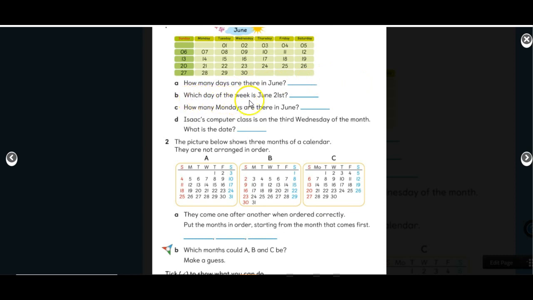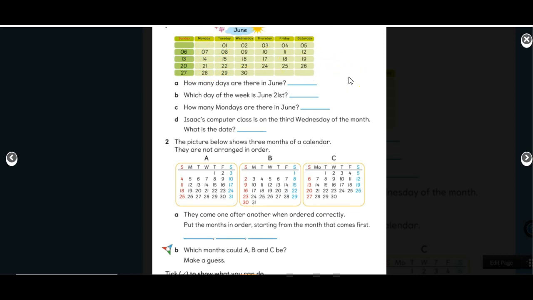The next question, which day of the week is June 21st? So let's look for the 21st. 1st, 2nd, 3rd, 4th, 5th, 6th, 7th, 8th, 9th, 10th, 11th, 12th, 13th, 14th, 15th, 16th, 17th, 18th, 19th, 20th, 21st. And what day of the week is the 21st under? Very good, Monday. So June 21st is on a Monday.